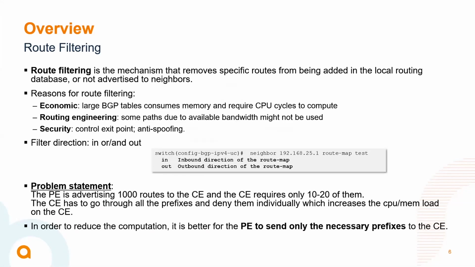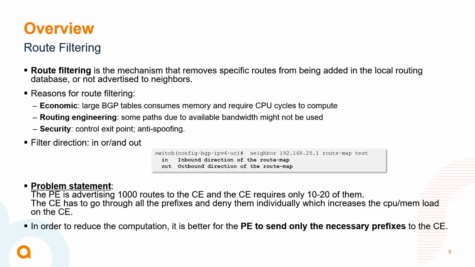So why do we do route filtering? There are many reasons. One of them is for large routing tables like the internet routing table that consume a lot of memory and CPU. You may want to reduce the number of routes to reduce the number of CPU cycles. So that's an economic reason.